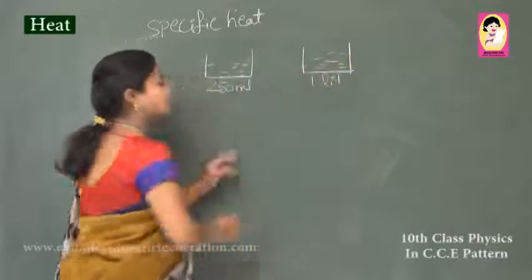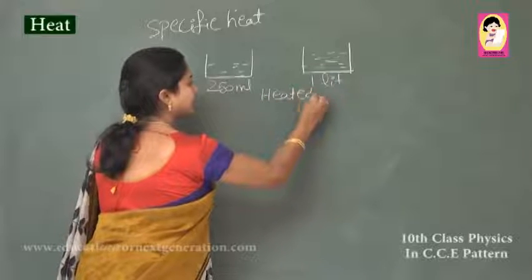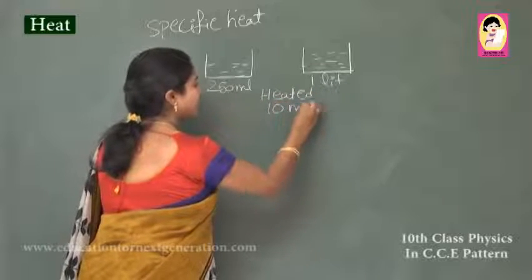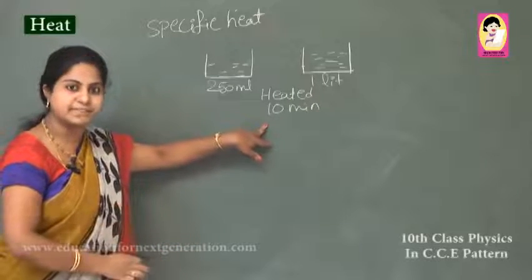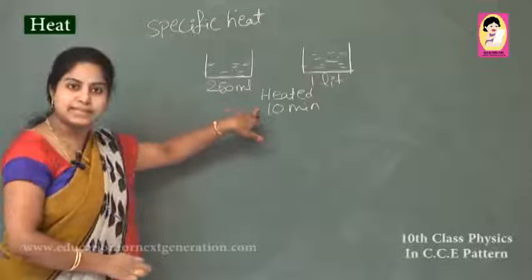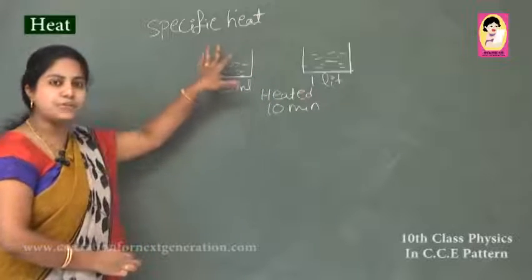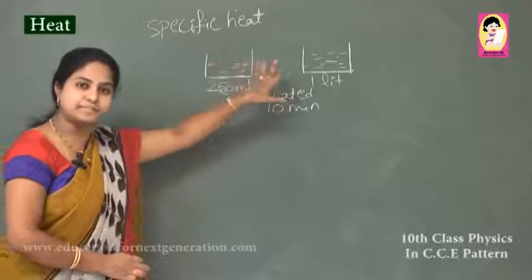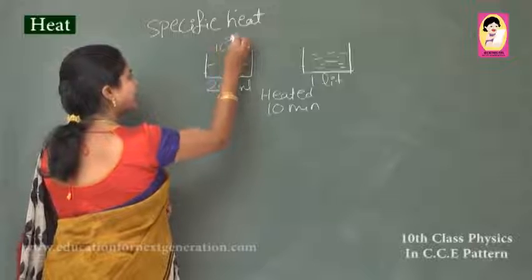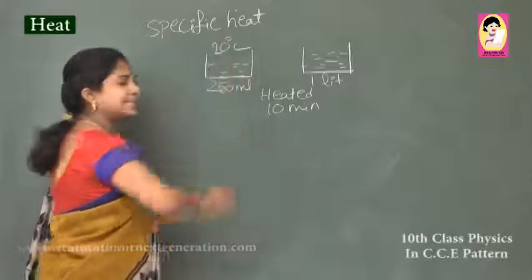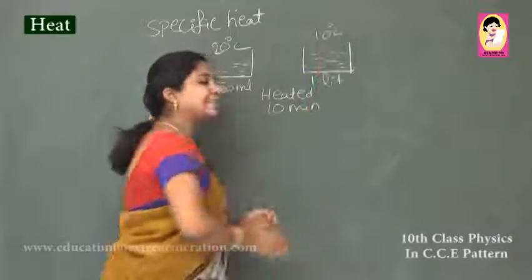Now both should be heated. I am taking 10 minutes, just for your understanding. So for 10 minutes we are heating both the waters. Then after 10 minutes, if you observe the temperature of these two, the 250 ml water is showing a temperature of, suppose, 20 degrees centigrade, while the 1 liter water will show only 10 degrees centigrade.